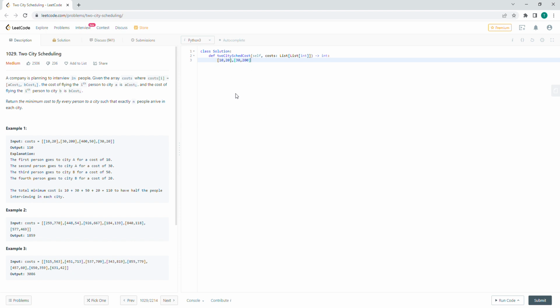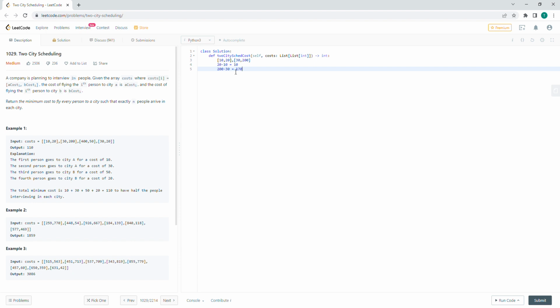So we'll take the relative difference. Say that we could represent the array as A to B, right? And we want to find basically how big the difference is between the cost of A and B. So the relative cost difference between A and B for the first person is 20 minus 10, which is equal to 10. The relative cost difference for this person right here, between A and B, is 200 minus 30, which is equal to 170.